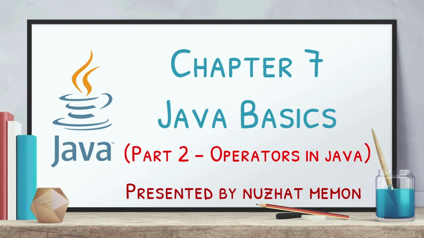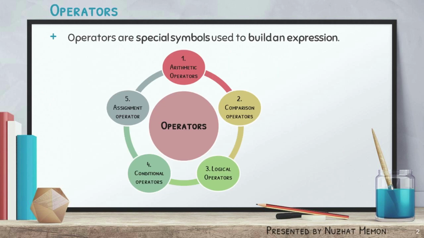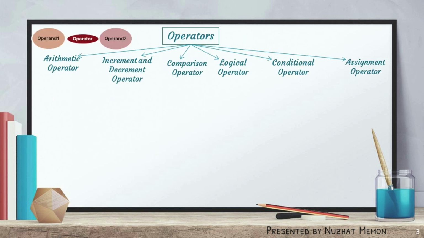Today we are going to see about operators in Java. Most of the expressions in Java use operators, and operators are special symbols for doing operations on operands. In this video lecture we are going to study different types of operators in Java. First one is arithmetic operator.